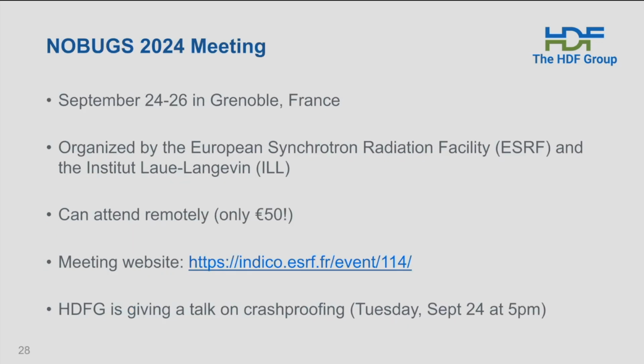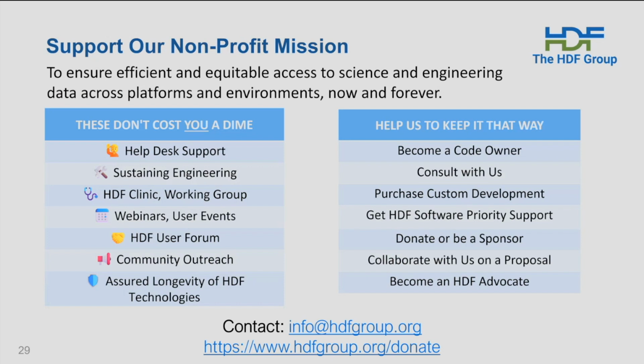So quick shout out before I go. There's a No Bugs meeting in Grenoble, France. It's being organized by the ESRF and the Institut Langevin. I hope I didn't murder that. You can attend remotely. It's only 50 euros. Meeting website's there, and we'll be giving a talk on crash proofing. And that talk is on Tuesday, September 24th at 5 p.m. I think that's WEST. So if you're Central Time, I think that's like 10 in the morning. So it's a pretty convenient time for the US. So yeah, and that's it.